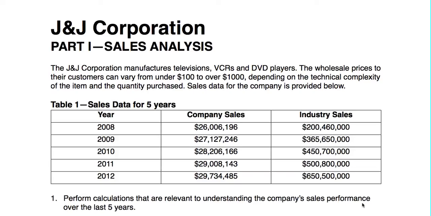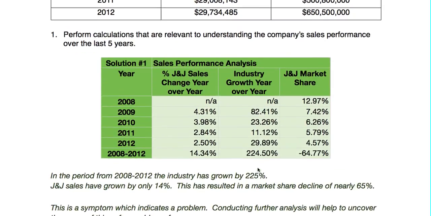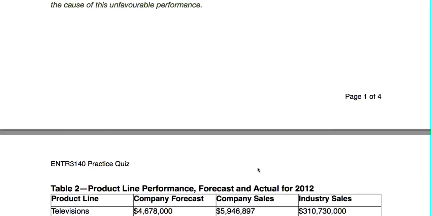In this tutorial, we're going to look at how using product sales analysis or product line analysis can help to better understand or explain sales performance for a company. This is part 2 in the video series that looks at the example of J&J Corporation. In part 1, we determined that the company is experiencing a decline in market share, and so now we're going to try to find out why that is.